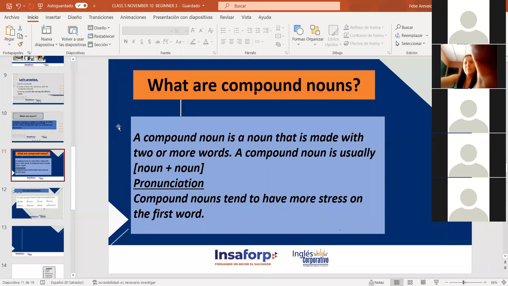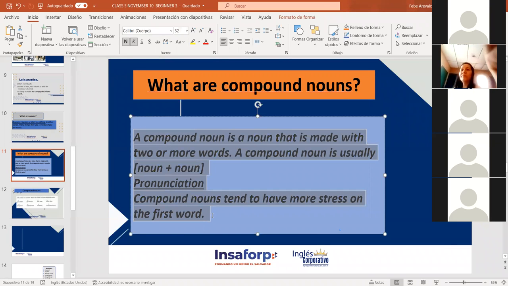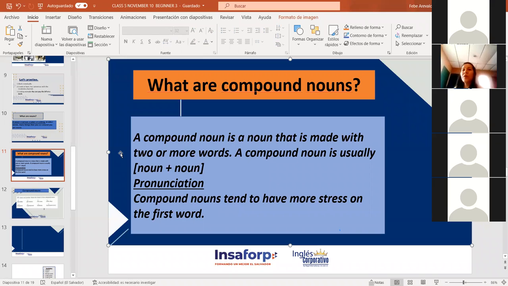Maria Siguenza, read this information, please. What are compound nouns? A compound noun is a noun that is made with two or more words. A compound noun is usually noun plus noun. Pronunciation. Compound nouns tend to have more stress on this word. Excellent. Thank you, Mary. Very good.